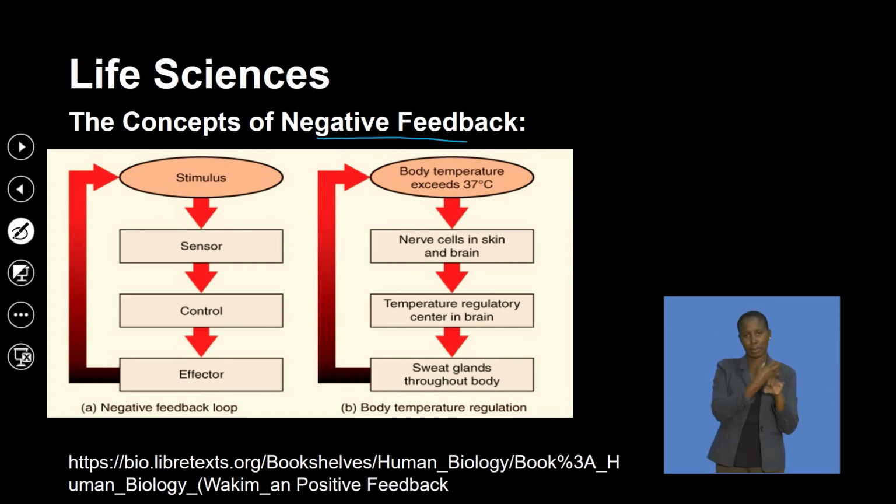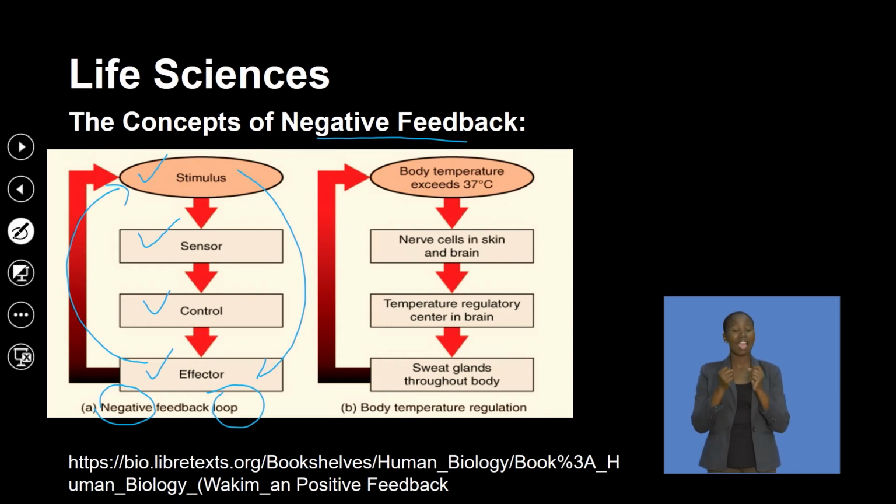As I mentioned at the start, we have a stimulus, we have a sensor cell that picks that stimulus up, we have a control center that processes that, and then we have an effector that responds to that. So that's the chain, the loop, of how this process of feedback occurs. The negative is an opposite feedback, and the loop refers to a chain of events that occur. Let's look at negative feedback using the example of body temperature.